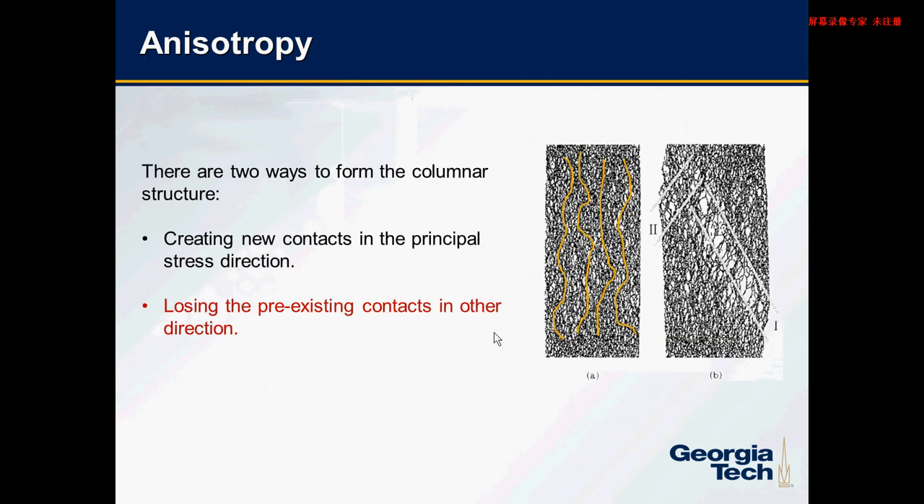There are two ways to form the columnar structure. The first one is to create new contacts in the principal stress direction. The second method is to lose contacts in other directions. Actually, particles choose the second one.